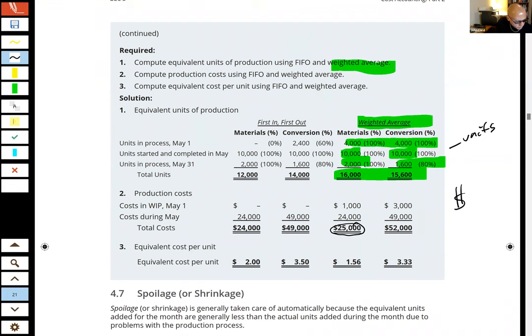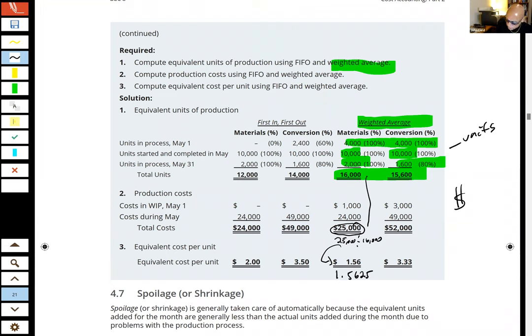Now, I don't know that the book makes this as clear as I would like it to, but what would happen? We would take that 25,000 and divide it by the 16,000 equivalent units for materials. And that gives us this number, which they're putting at 1.56. Guys, the number is actually, if you put that in your calculator right now, you'd see 1.5625 is the number that comes out when you actually calculate that, okay?